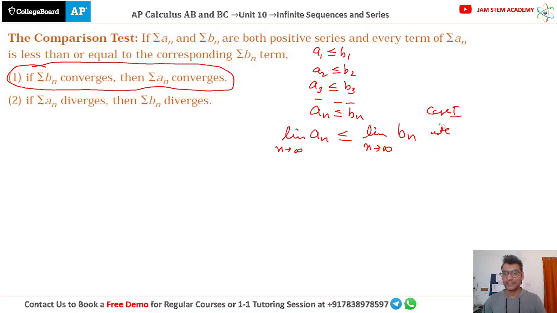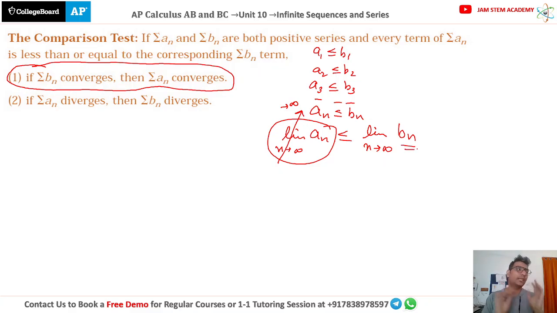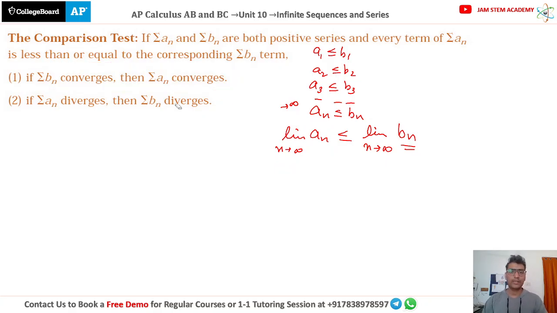Now, second case. Let's say this an diverges, it is tending towards infinity, because it is positive, so there is no possibility for negative. And we know that bn is always greater than or equal to that value, so this also diverges. So these are two important results. Remember this, please. Whenever bn converges, an converges. If an diverges, bn diverges.